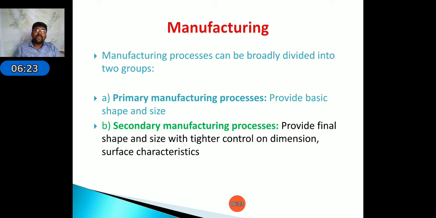By using the secondary manufacturing process, we will create the actual shape and size with tighter control on dimension and surface characteristics. Suppose we have to manufacture a bolt and nut. For that case, we first have to prepare the rod and head, and then do threading and turning. These are the different manufacturing processes, using different machine tools, in secondary manufacturing.